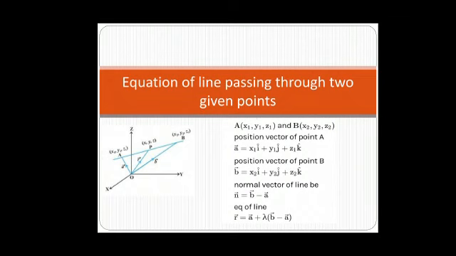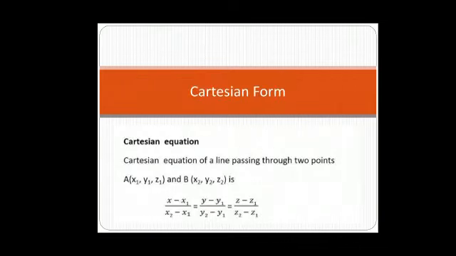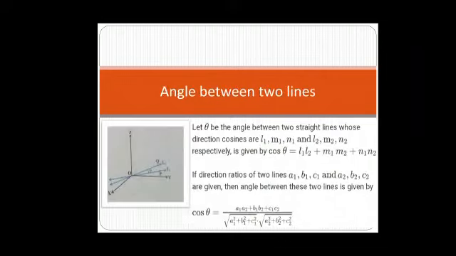So equation of this line is given by vector r is equal to vector a plus lambda times vector b minus vector a. Cartesian form of the line passing through these two given points is x minus x1 upon x2 minus x1, y minus y1 upon y2 minus y1, which is equal to z minus z1 upon z2 minus z1.